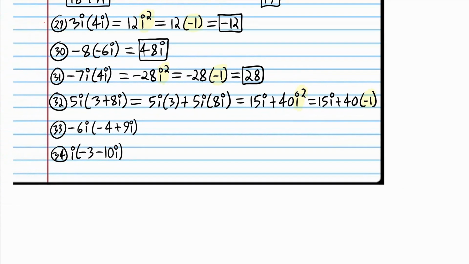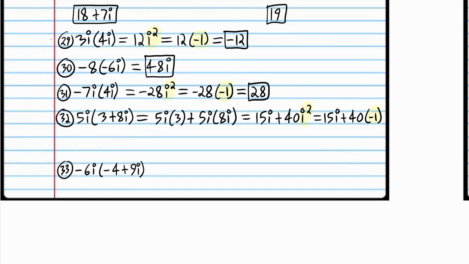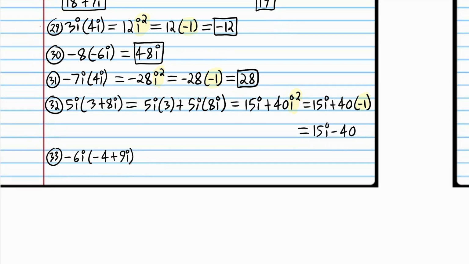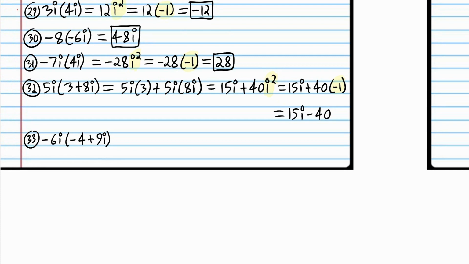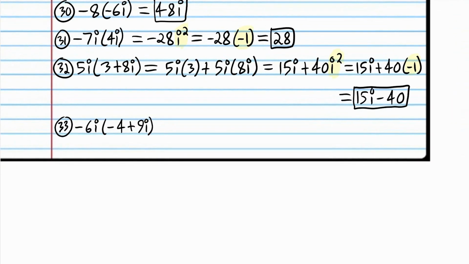So let me make some more room here. All right, so now finally we have 15i minus 40. 40 times negative 1 is negative 40. Now it's probably best to always write your solutions with the real number first, but we don't really have room for that, so I'm just going to leave it in that form.